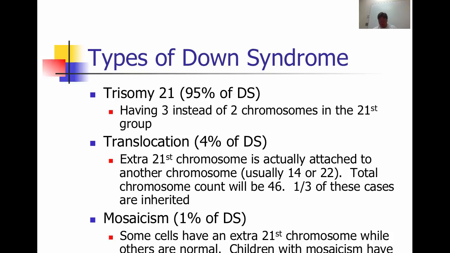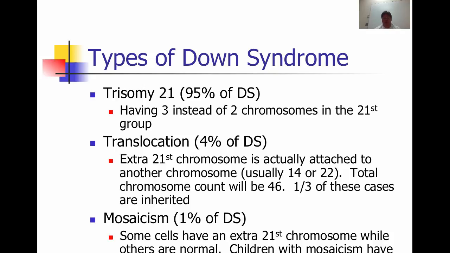The other types of Down syndrome are known as translocation, which makes up another 4% of cases. Here the extra 21st chromosome is actually attached to another chromosome, which is usually the 14th or 22nd. The total count will be 46. 1/3 of these cases are inherited. And then mosaicism is where some cells have an extra 21st chromosome while others are normal. And children with mosaicism often have less severe features than trisomy 21.